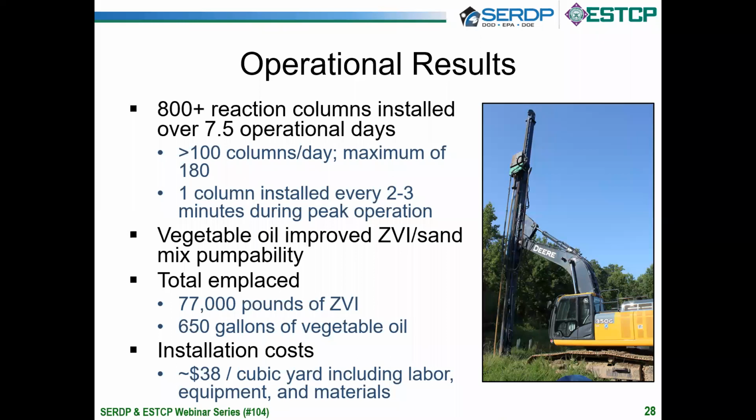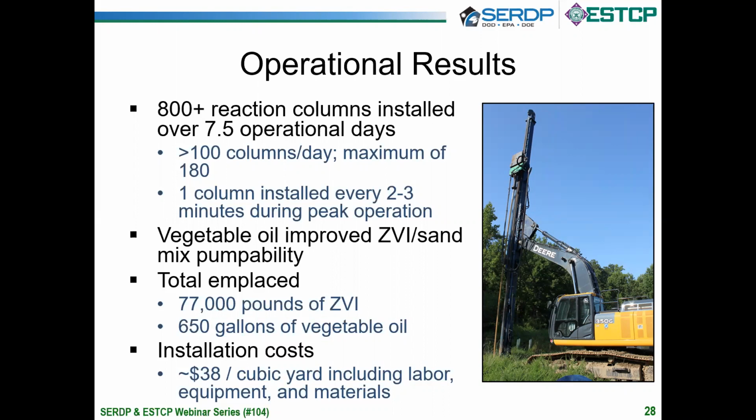We added vegetable oil, which was not our original plan, but it was a backup in case we had issues pumping a ZVI sand and water mixture. So we did add a little bit of vegetable oil, which served a couple purposes. One is a binder for that pumpability, but also is going to serve as an electron donor in the subsurface. So essentially these columns are abiotic columns with a touch of biotic, so to speak. We've emplaced, during the field demonstration, 77,000 pounds of ZVI and about 650 gallons of vegetable oil.